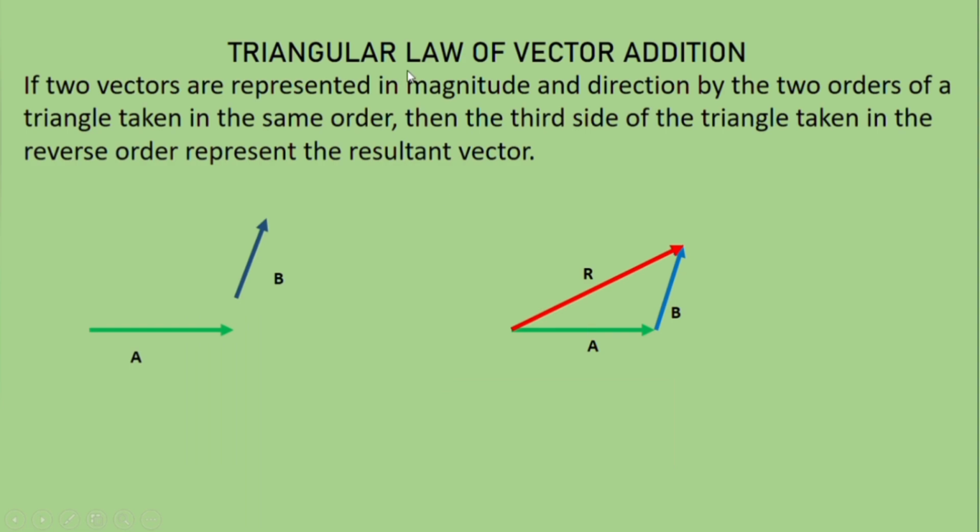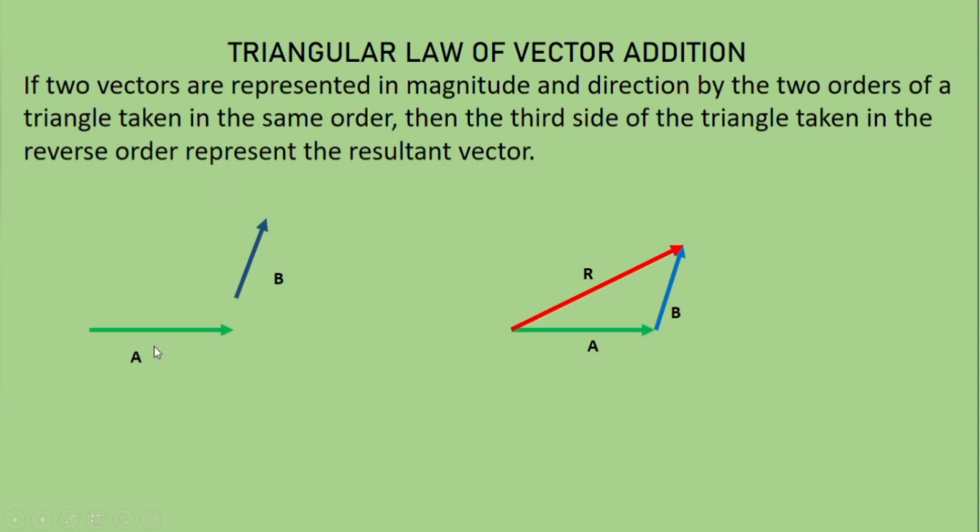Next, triangular law of vector addition. If two vectors are represented in magnitude and direction by the two sides of a triangle taken in the same order, then the third side of the triangle taken in the reverse order represents the resultant vector.